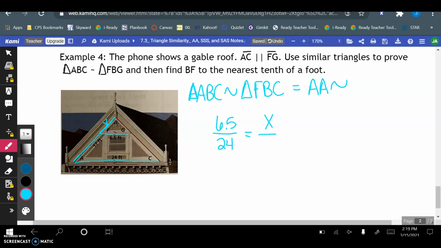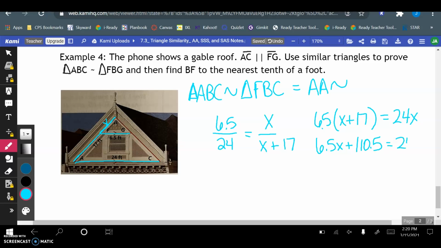We don't know what the whole length is because we don't know what X is. So X plus 17. So now I have to do 6.5 times X plus 17. And that is going to equal 24 times X when we cross multiply. So now I have to distribute here. So I'm going to have 6.5X plus 6.5 times 17 is going to be 110.5, and that equals 24x.